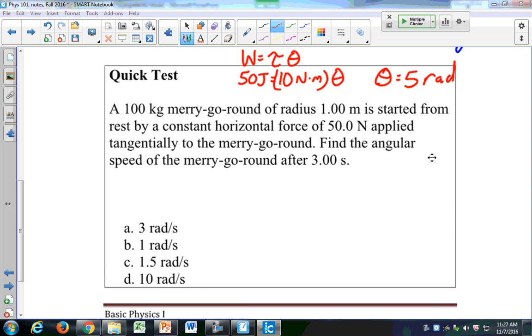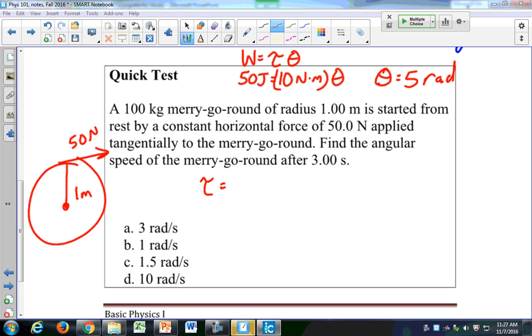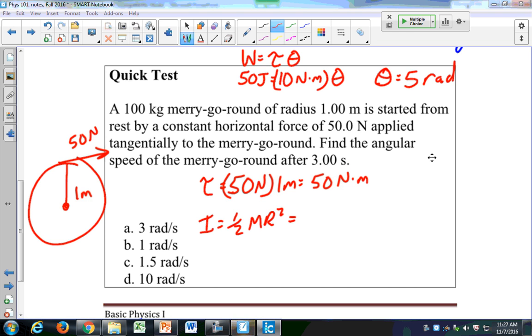Good. All right, so what we need to do here first is to find the torque. I have this disc. I have a force of 50 newtons applied here. It's applied at a distance of 1 meter from the axis of rotation. So the torque is 50 newtons times 1 meter, or 50 newton meters. Then also, I need to find the moment of inertia. This is a disk, so that's 1/2 mr squared. I just get that from the table. 1/2 of 100 kilograms times 1 meter squared. That's equal to 50 kilogram meter squared.